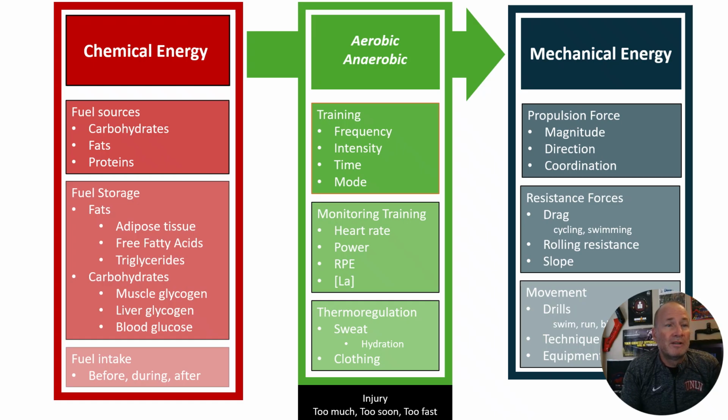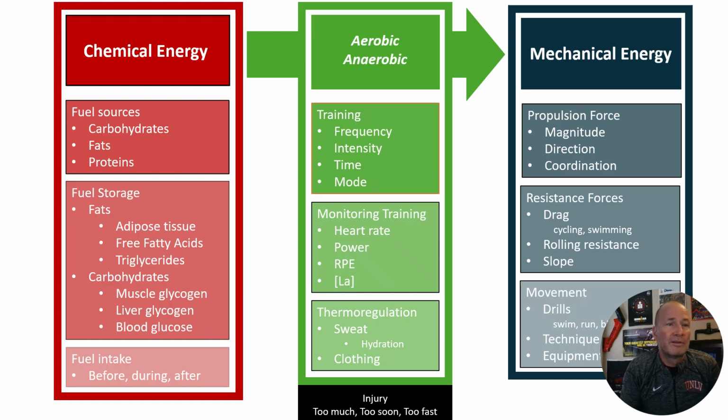This is a very exercise physiologist sort of perspective of what's happening, looking at aerobic and anaerobic pathways, transforming chemical energy to mechanical energy with the use of oxygen and without the use of oxygen. So aerobic with, anaerobic without. And we need to understand training elements, frequency, intensity, and time in terms of how that might train each of these systems to better transform chemical energy to mechanical energy, either more of it or faster.